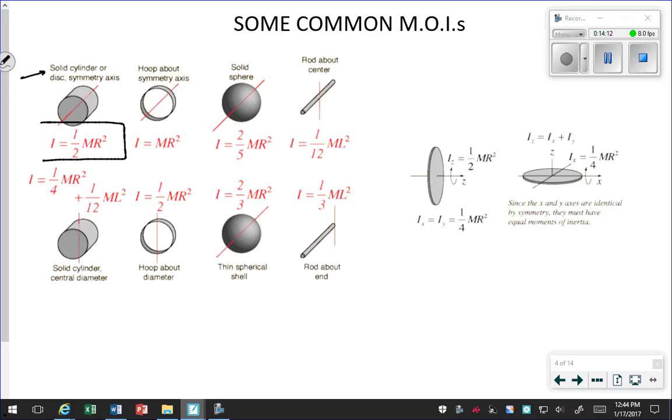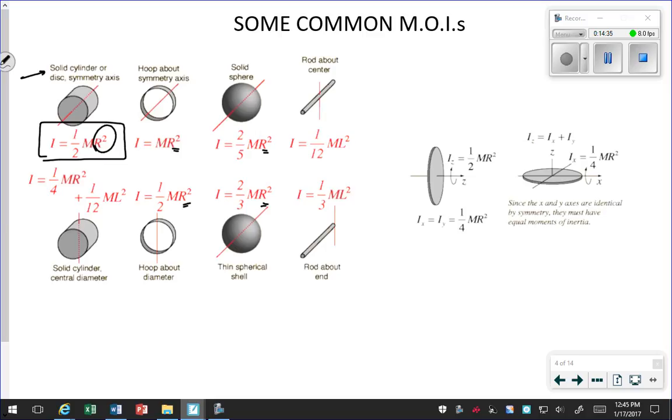or cylinder, the moment of inertia happens to be 1/2 mr squared, where this r is not a radius of the cylinder's path, it's the radius of the cylinder. All right? All these are radius of the object, not any path thing. Radius of object, radius of object.